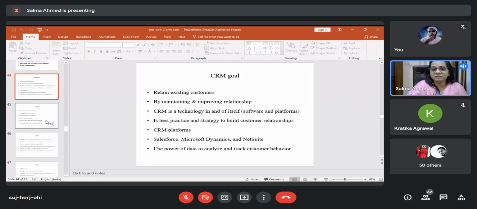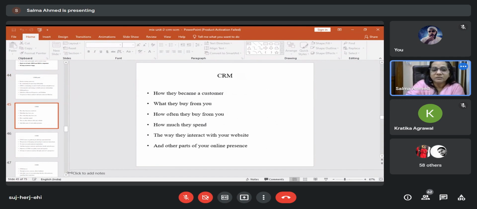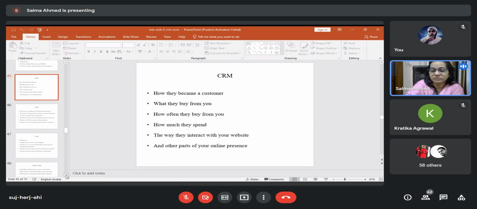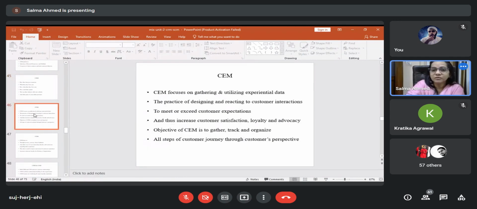It's basically a technology, a solution, a best practice, and also a strategy. CRM platforms include Salesforce, Microsoft Dynamics, and NetSuite. We use the power of data to consolidate information about customers and analyze it to retain them. We analyze how they became a customer, what they buy from you, how often they visit my outlet, how much they spend at a time, what the mode of payment is, the way they interact with your website, and other parts of your online presence also.